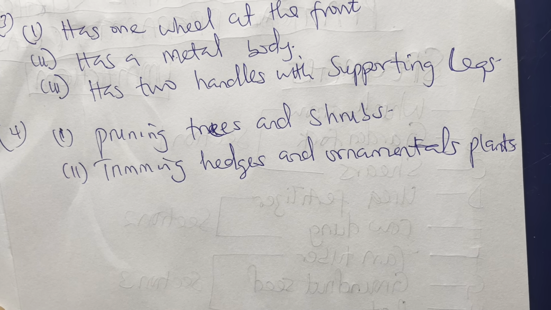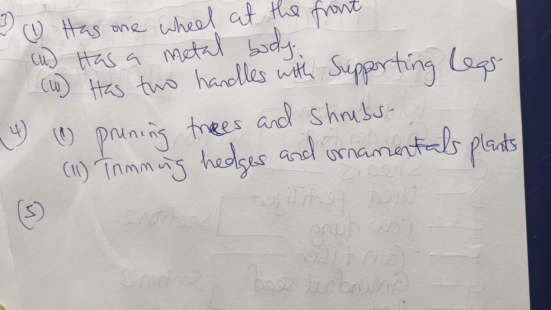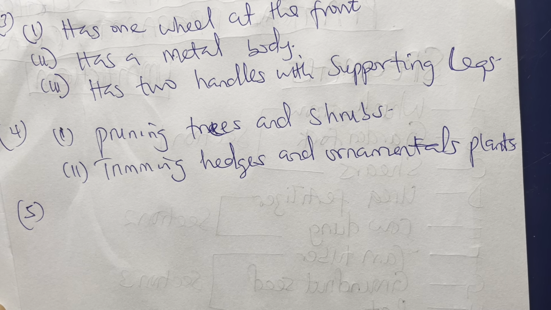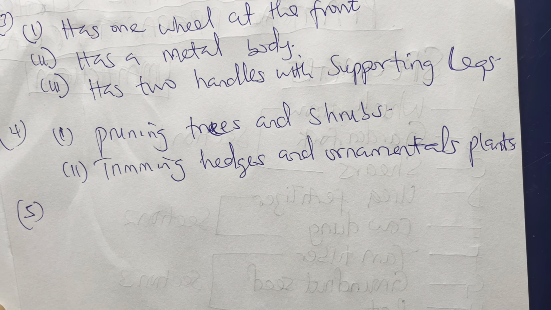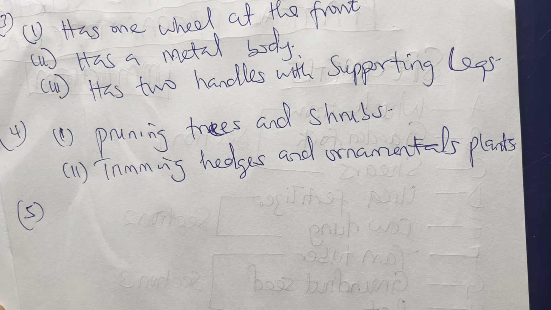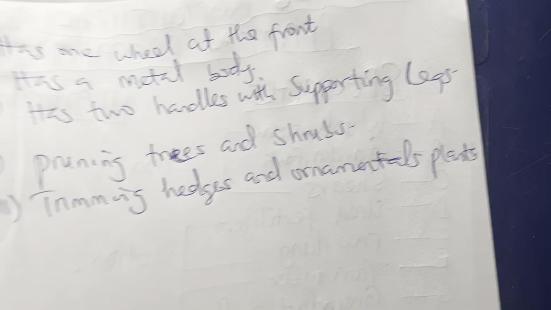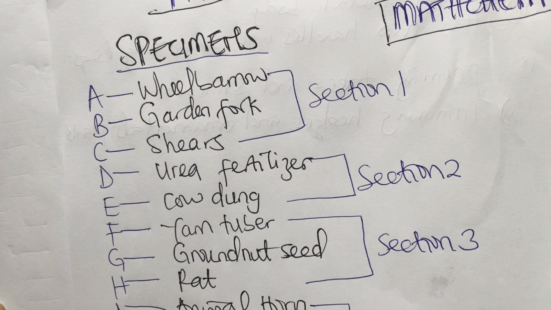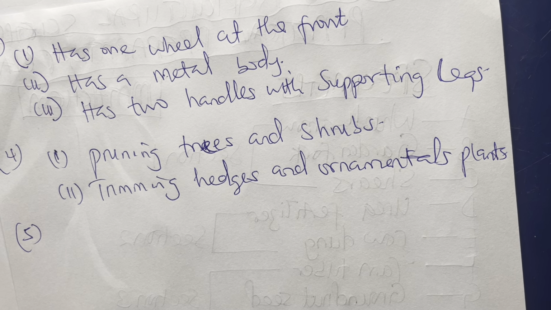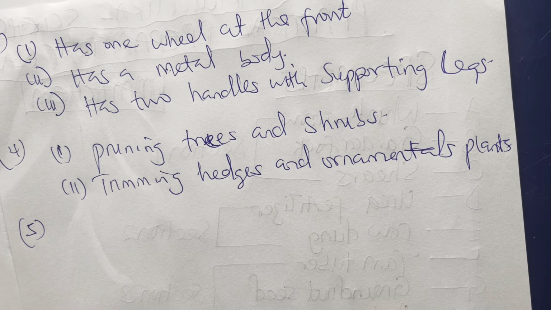Now another question they can ask you based on this section A is that they can ask you to enumerate 2 general maintenance practices that should be carried out on specimen B. You understand? Like maintenance practice of specimen B. How can you maintain specimen B? Look at it here again. Specimen B is what? Garden fork. So how can you maintain garden fork on the farmland? Like what general maintenance practice should you carry out on specimen B?